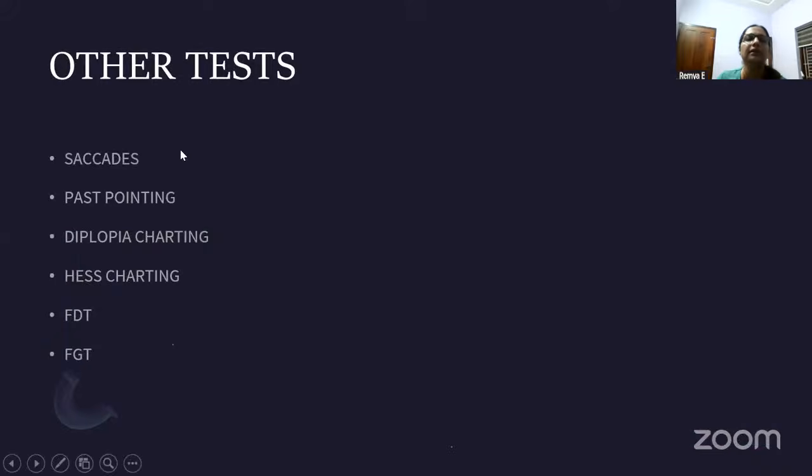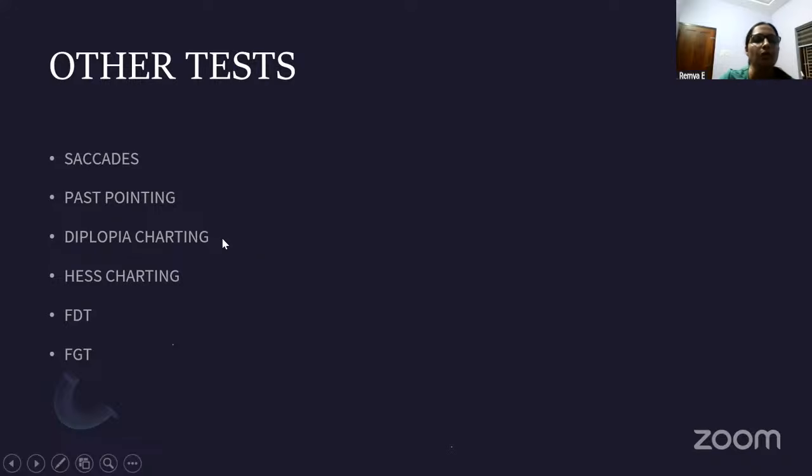Other tests we can do in the case of paralytic squint are saccades. Saccades you have to check in horizontal as well as vertical. Saccades are fast movements. You have to switch from one eye to the other and look at the movement. But in a case of palsy, what happens? There will be floating saccades, so the eye will not be able to take up the fixation fast. Then past pointing. Normally when you show one object, he will be able to point at that. But in a case of squint, he or she will not be able to point at it. It will go beyond it. So that is called past pointing.